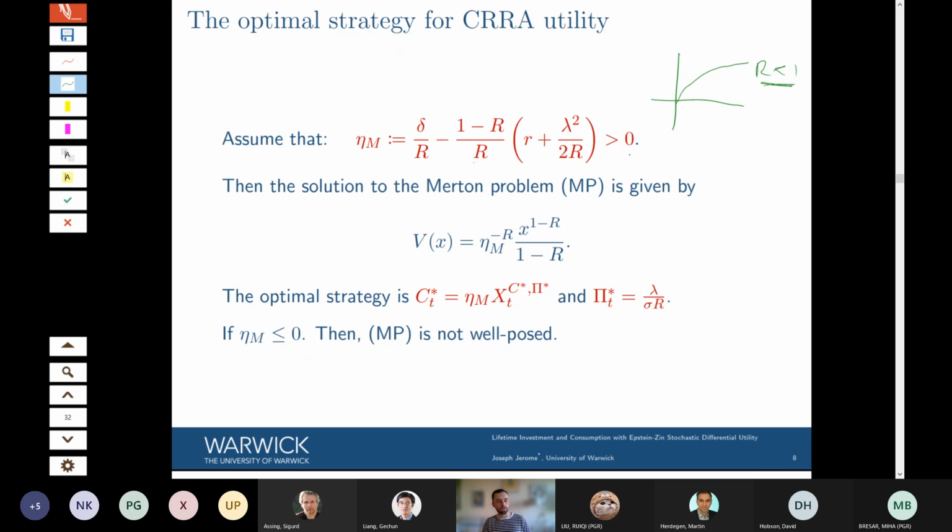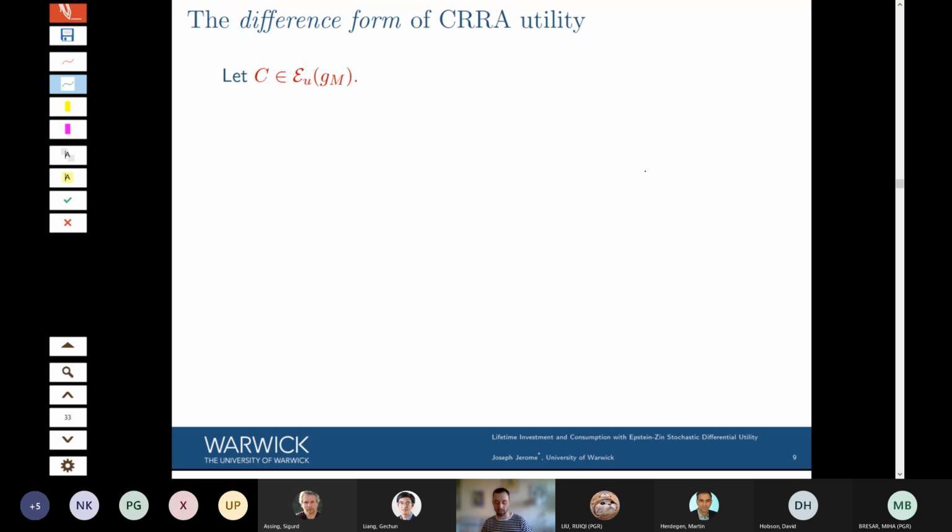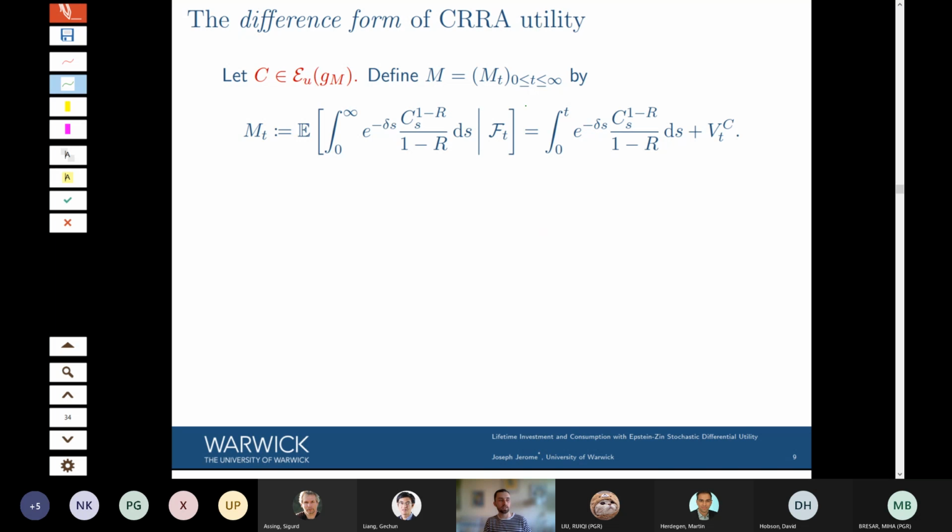So, whilst a lot of you have probably seen this form of time additive discounted utility, you probably haven't seen this other way of discounting. What some people consider is what we call the difference form of constant relative risk aversion utility. So if we assume that C is uniquely evaluable, then we can define this uniformly integrable martingale M.